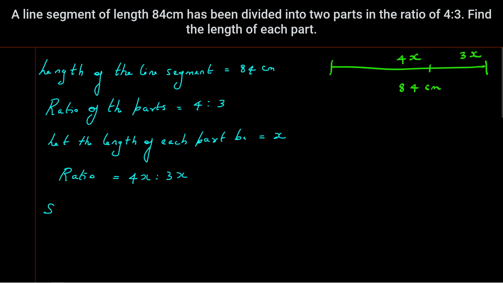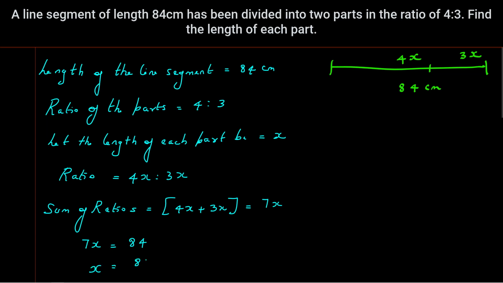Now the next step is to find the sum of ratios. So the sum of ratios is equal to 4x plus 3x, which is equal to 7x. This sum of ratios we need to equate to the total length of the line segment, which is 84 centimeter. From this we calculate the variable, that is the x value. So 84 divided by 7.